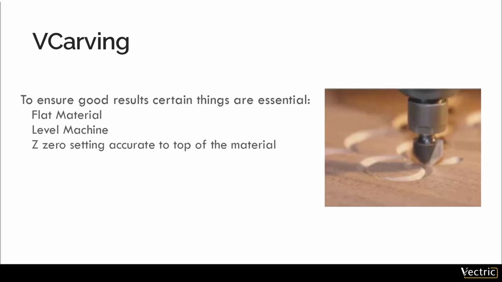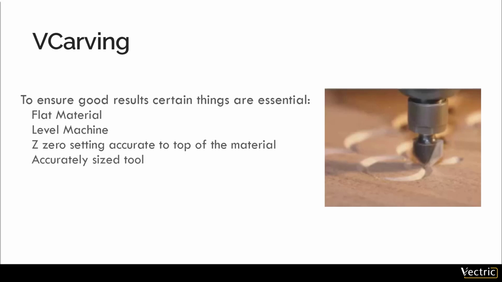Another thing we need to make sure of is that you zero your machine accurately off the top of your material. This will mean that there is no need to accurately measure the thickness of the material and ensures that the tool enters and leaves the material where it should to create nice sharp points.